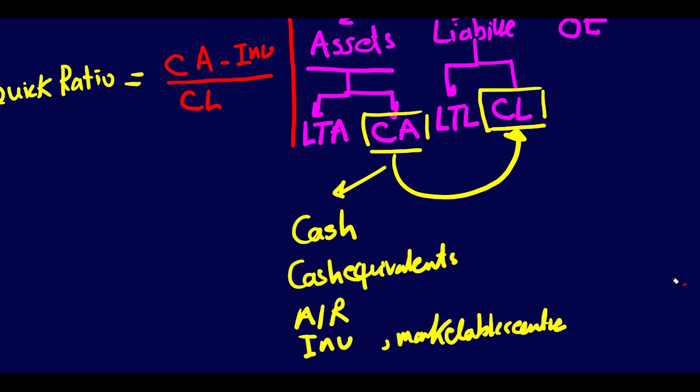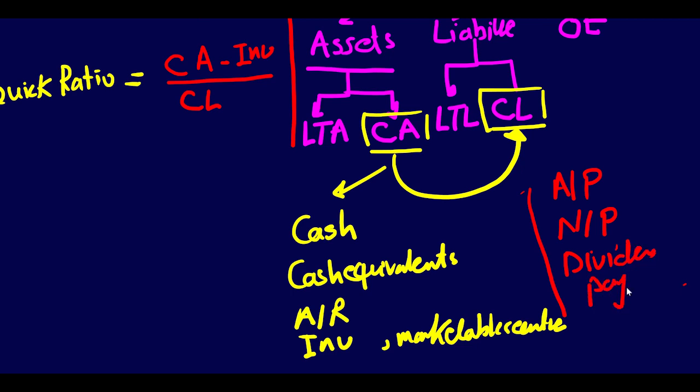Regarding current liabilities, these are the company's short-term financial obligations that are due within 1 year or within the normal operating cycle. It includes accounts payable, notes payable, dividend payable, and any short-term obligations that can exist in the section of current liabilities.